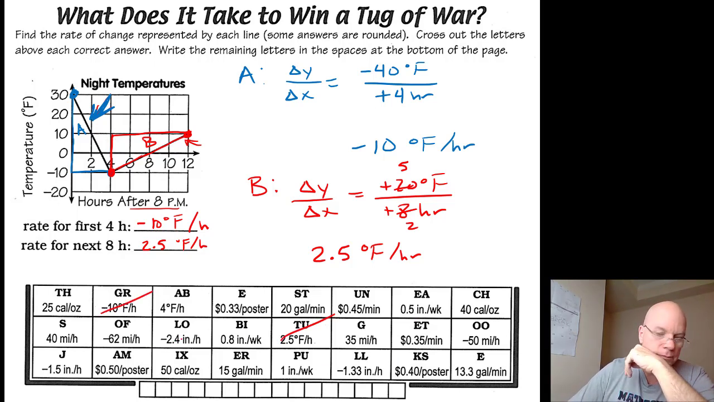If you crossed them all out correctly, here are the letters you get at the end. What does it take to win a tug of war? A bunch of big jerks.